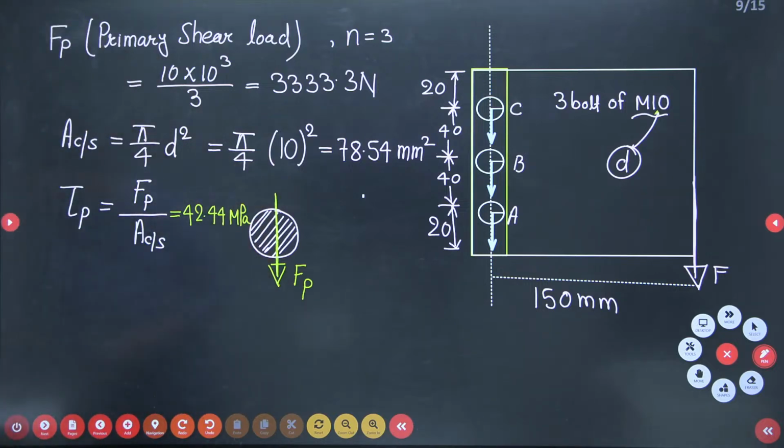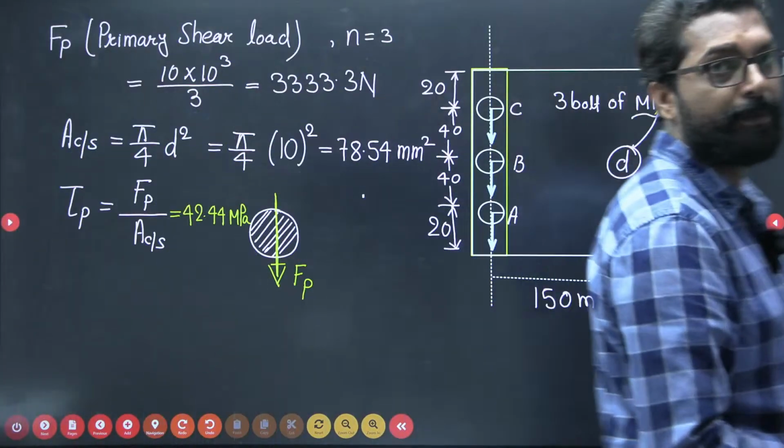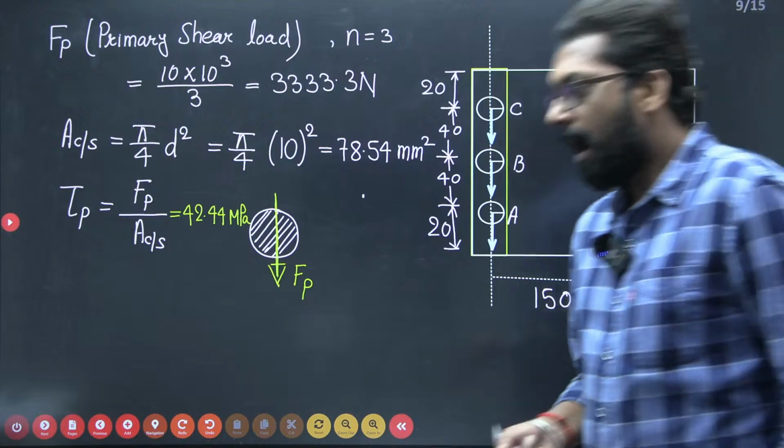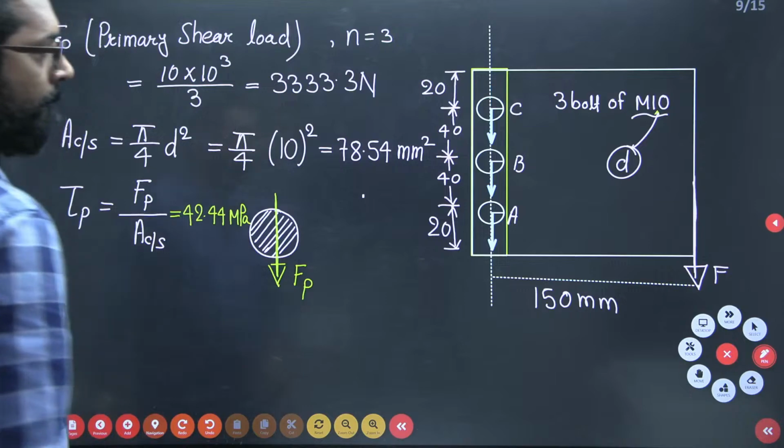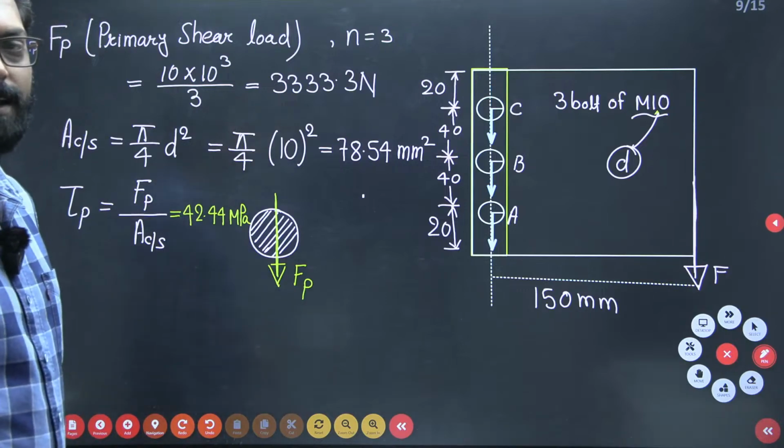Now, my dear, we have to find the secondary shear. How do we find the secondary shear?